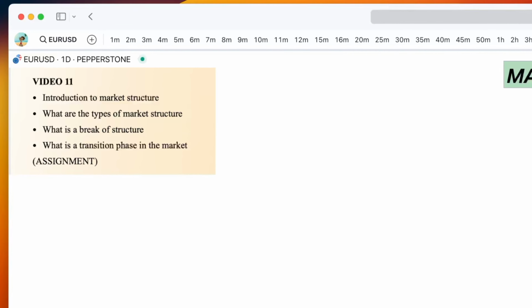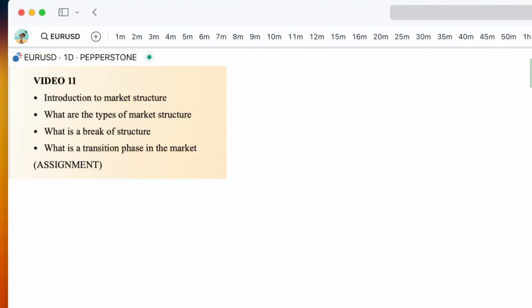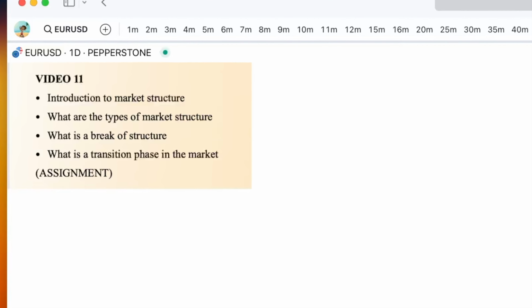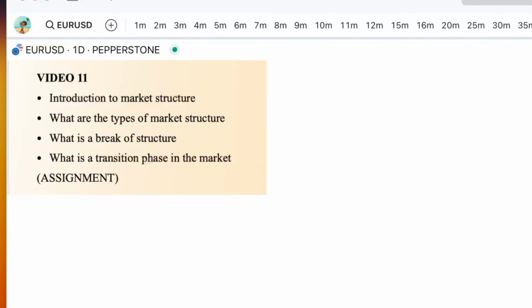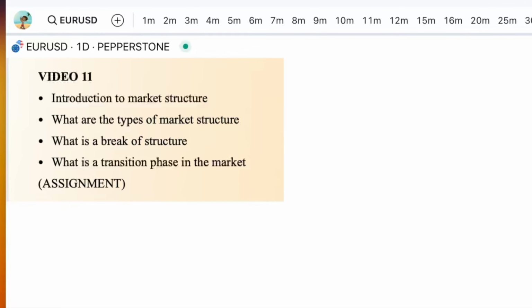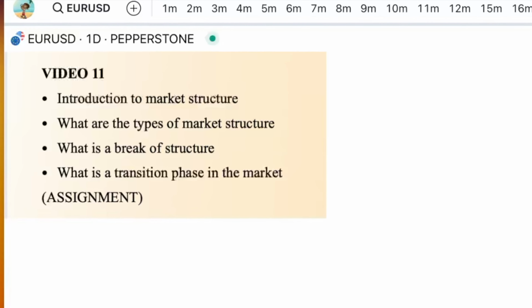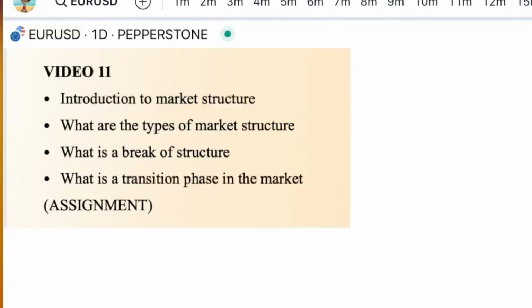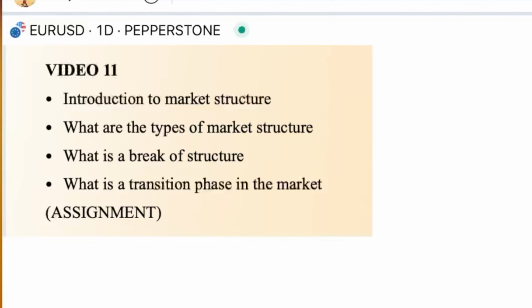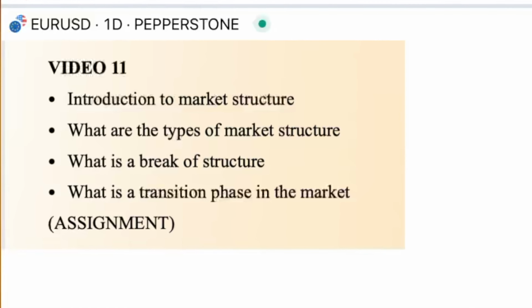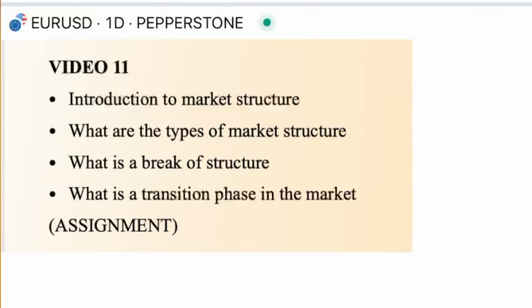So I'm going to be explaining to you what market structure is, what are the types of market structure. So how many types of market structure do we have in the Forex space? And what is a breaker structure? What is a transition phase in the market? And then at the end of this call, a homework will be given out, which you will be required to do before you proceed to video 12.